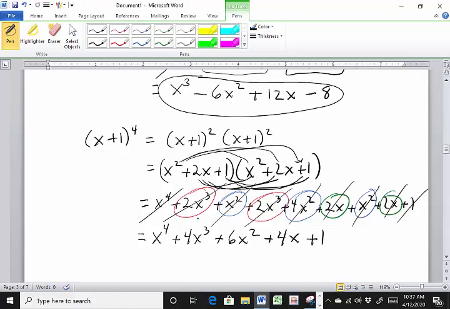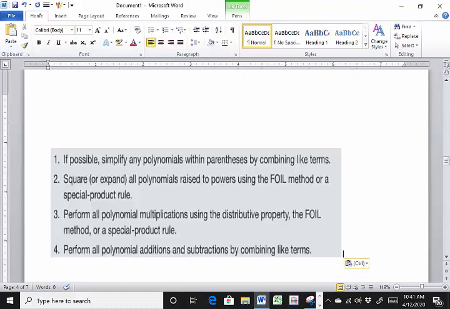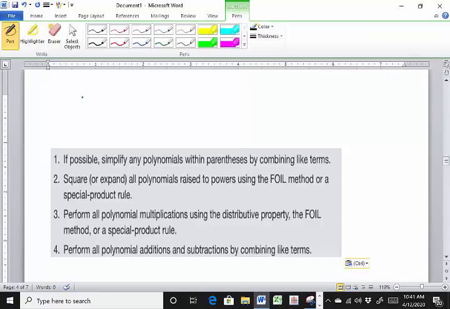Okay, and that's our final result, and this is also written in descending order. Now we're going to look at order of operations with polynomials. Let me write this down. I just inserted this text. So this is for order of operations for polynomials.